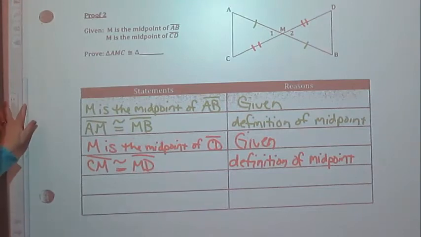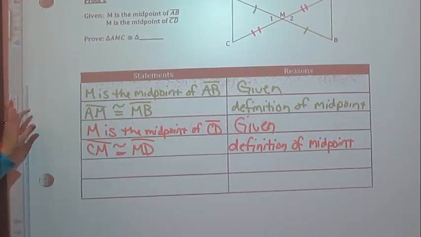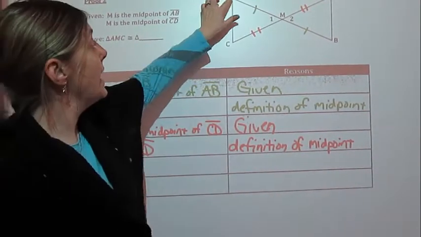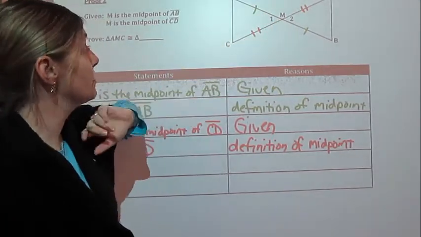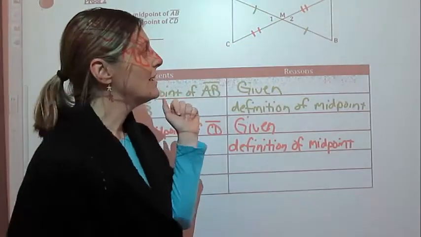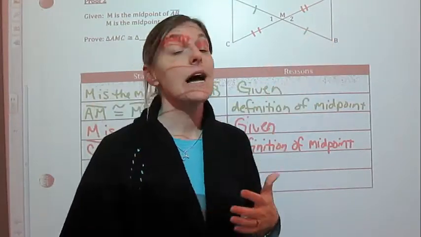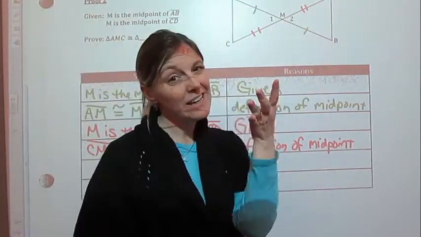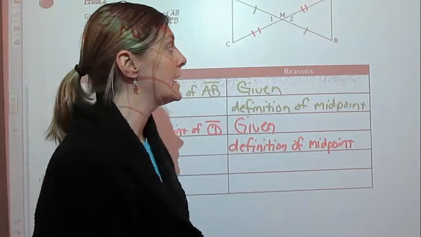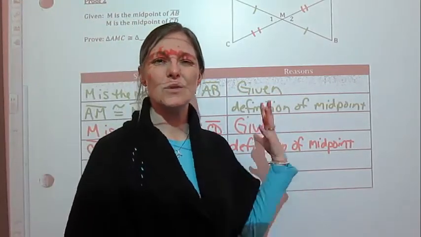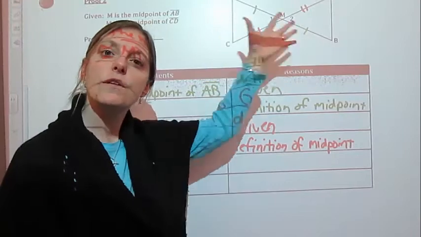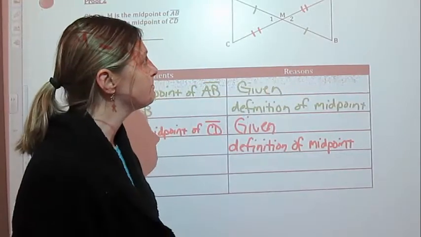Now let's take a look and see what we're trying to prove. We're trying to prove that triangle AMC is congruent to some other triangle. Well, my hunch tells me that it's probably going to be DMB or BMD. I don't know. We'll have to take a look and see about that. But what else do we need in order to show that those two triangles are congruent?